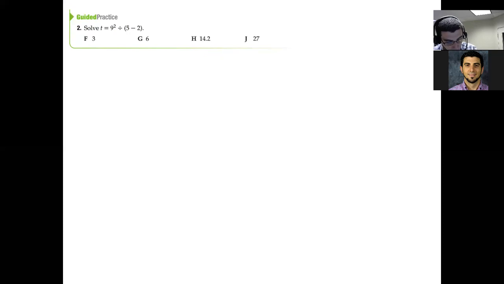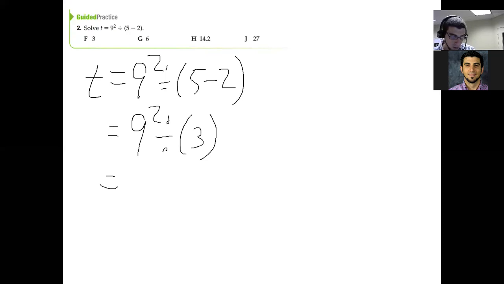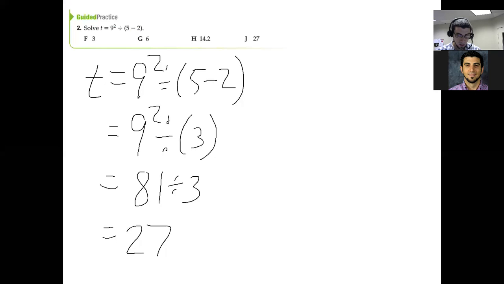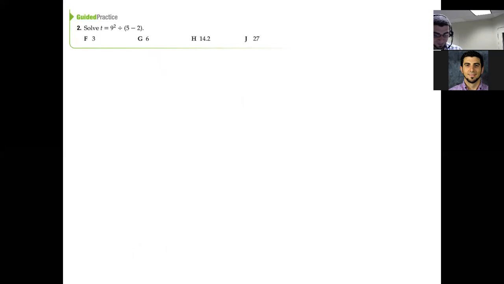All right, we're back. So the first thing we have is parentheses. So we do that first. 9 squared divided by 5 minus 2 is 3. Then you have division and exponents. So you do the exponent first. So 81 divided by 3, because 9 squared is 81. 81 divided by 3 is 27. So the solution is t equals 27, or if you wrote it in set notation, it would just be the set of 27. Pretty cool stuff, huh?